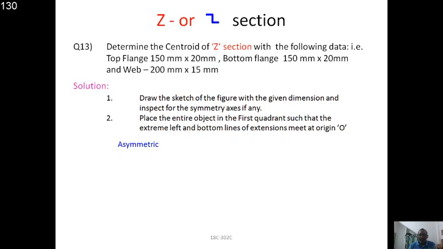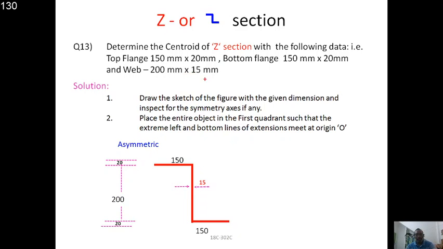For that, we need to draw the sketch. So this is the sketch we have drawn with the given dimensions. 150 by 20 is the top flange, and the bottom flange is also 150 by 20. Web is 200 by 50. The same has been drawn and inspected for symmetry.